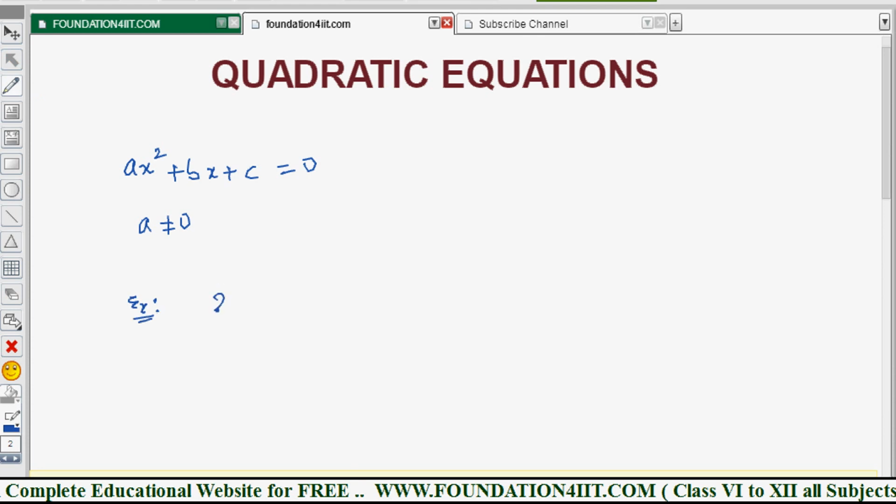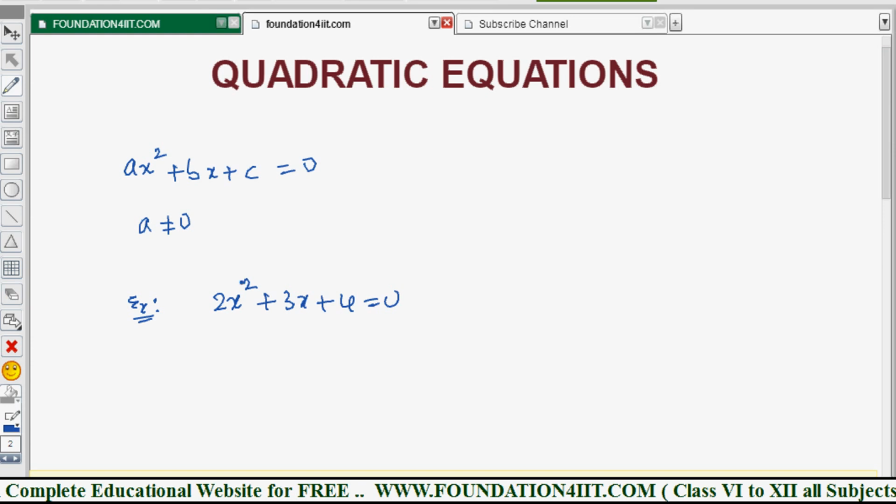if you observe an example like 2x square plus 3x plus 4 is equal to 0, there are three terms and the highest power is 2. The degree of this equation is 2. So when the highest power is 2, they are all quadratic equations. Now this 2 should not be 0.